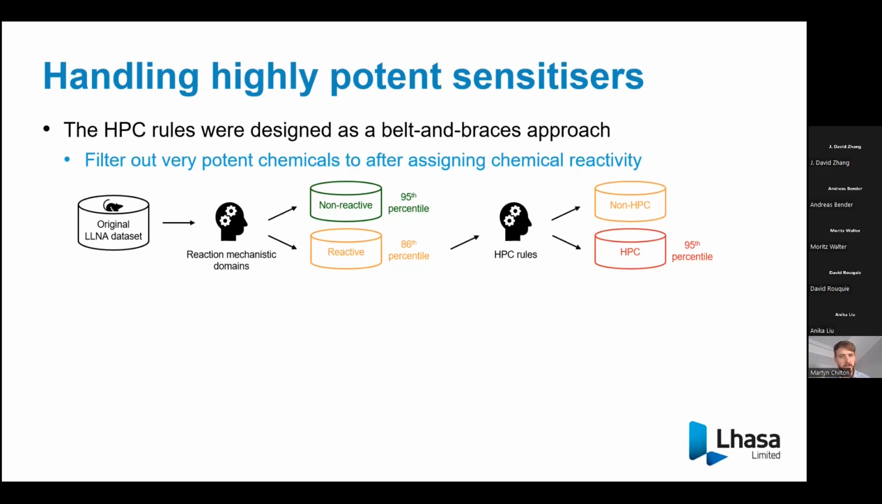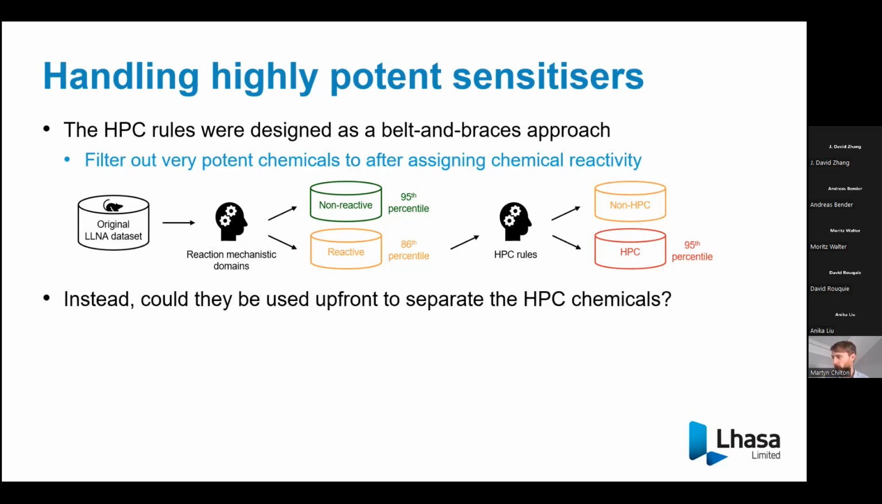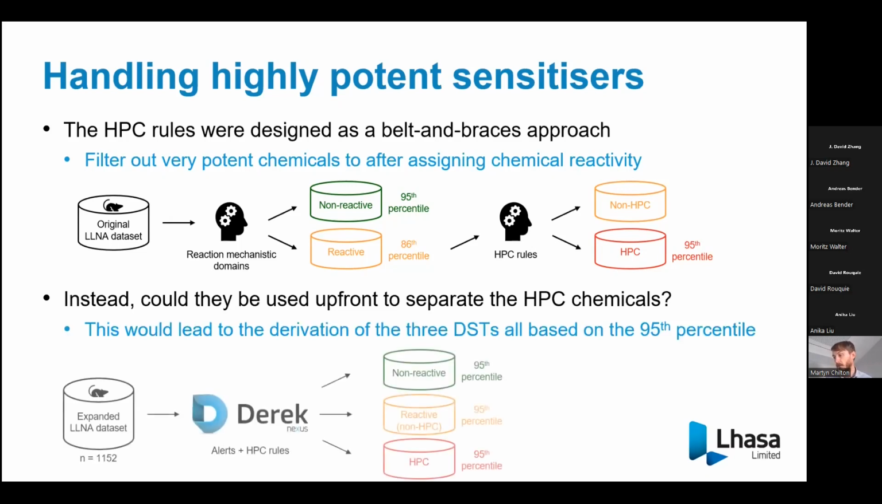We saw an opportunity to tweak how this was done, and asked could we do it all in one step rather than having this two-step process? Could we do it all in one go up front and assign a chemical as reactive, non-reactive or HPC in one go? That's what we looked at doing. We took our expanded data set that I described and applied the knowledge found in the structural alerts in the in silico model, and in one go assigned a chemical into its correct reactivity class, and then derived updated thresholds from those three classifications.